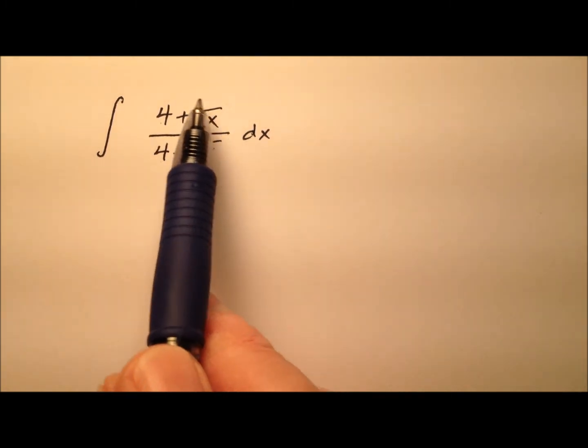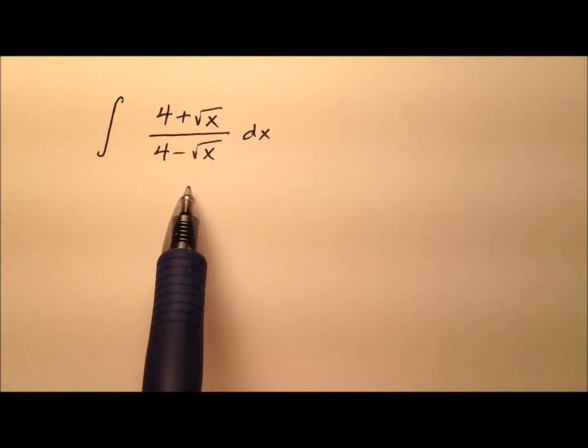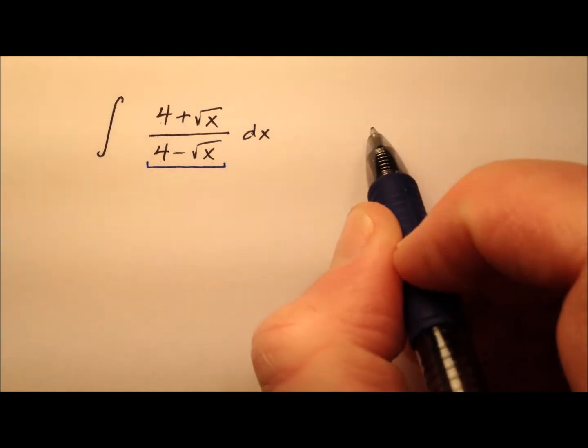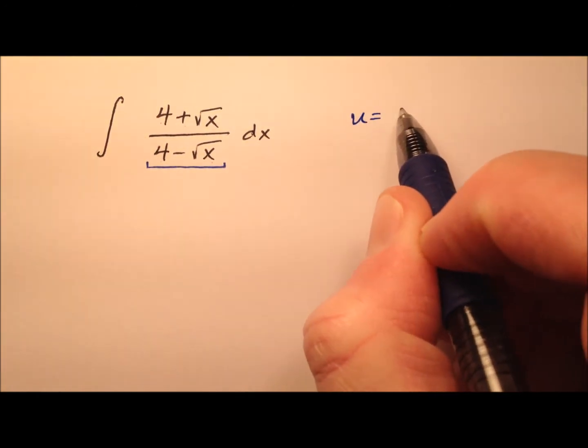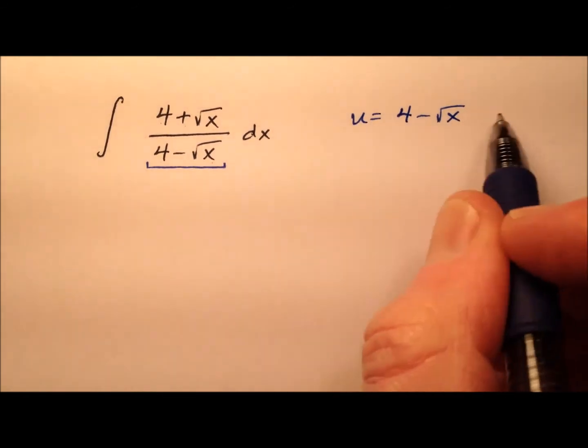Okay, so looking at this, it seems like it's going to be a candidate for a U-substitution. And let's go ahead and make this entire denominator our u. So we could say u is 4 minus the square root of x. Okay, so a few things will happen here.